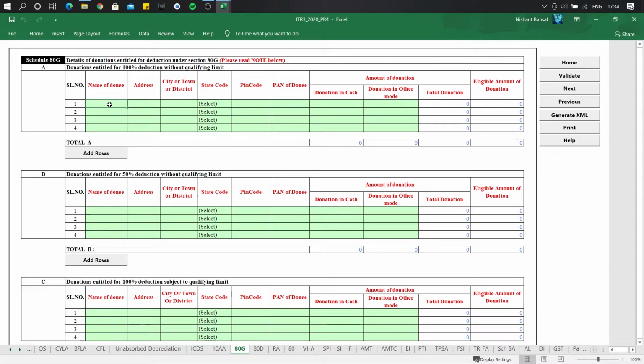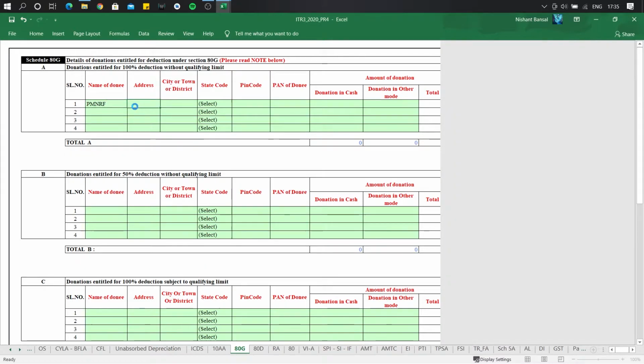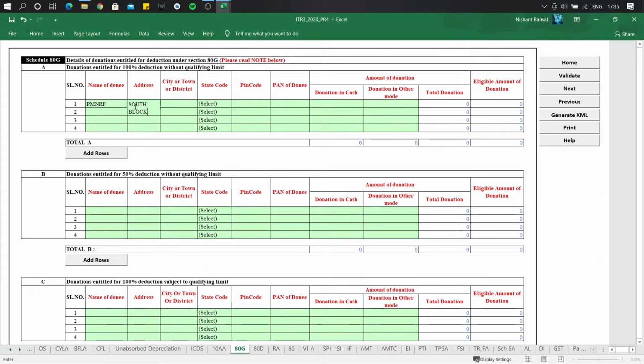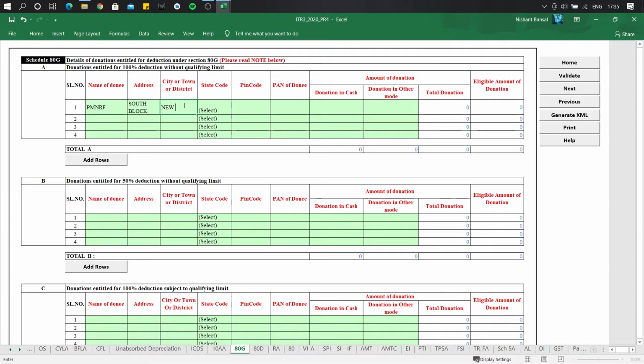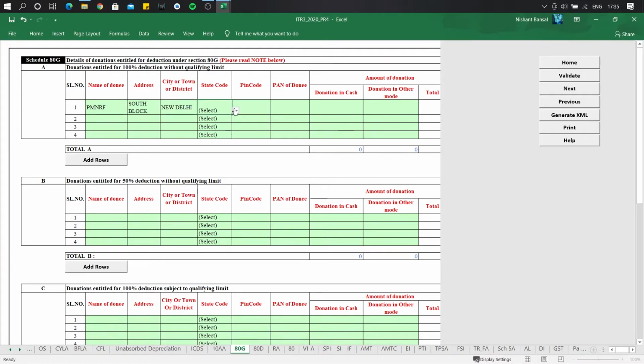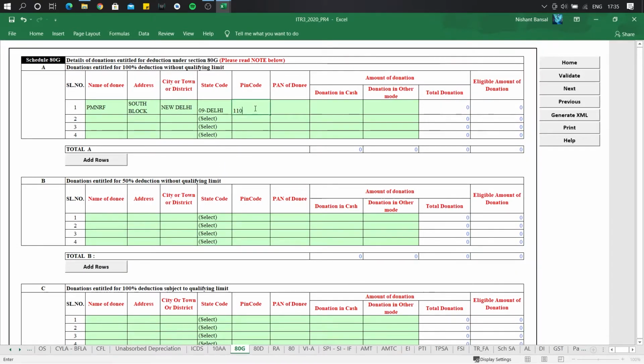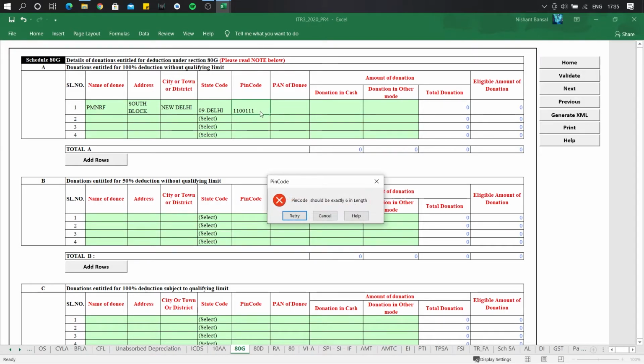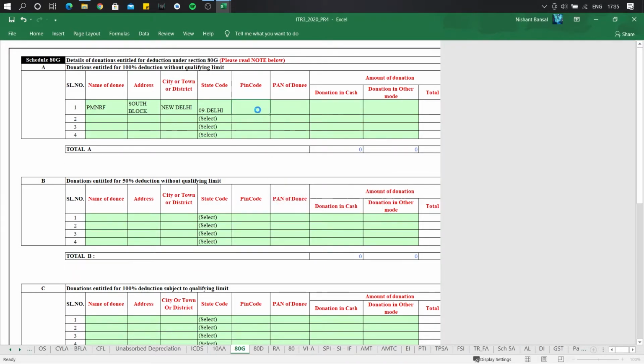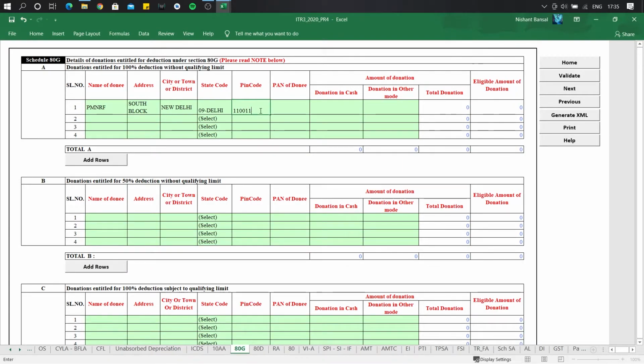So let's start. Address is South Block, New Delhi, and the name of donee, so we'll enter PMNRF, Prime Minister National Relief Fund. Address: South Block. City: New Delhi. State code: Delhi. PIN code 110011. It should be of 6 digits only.